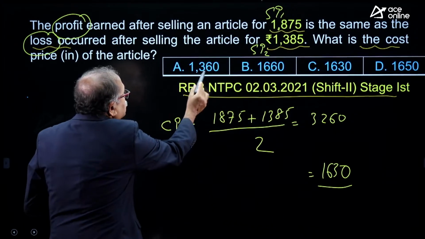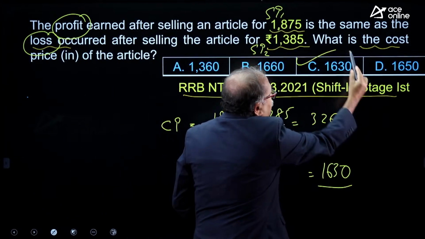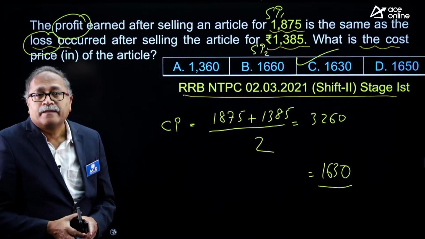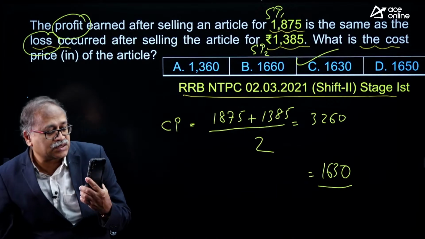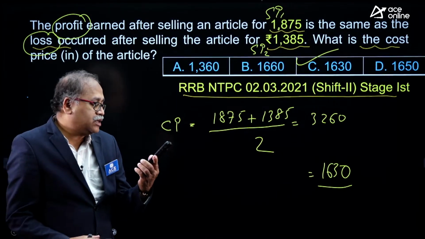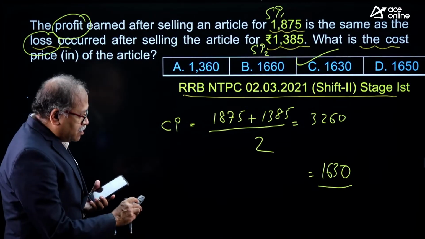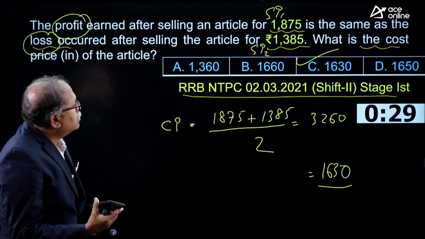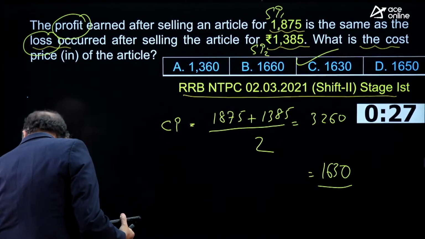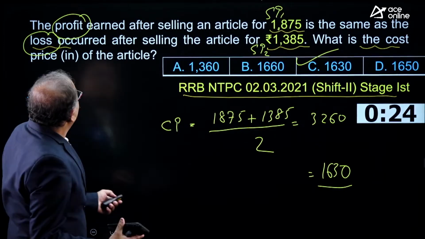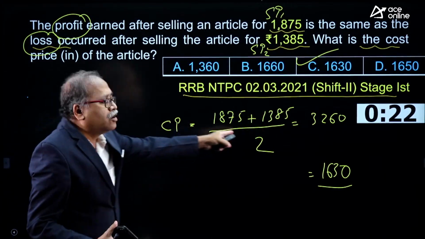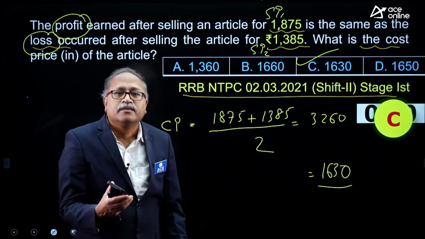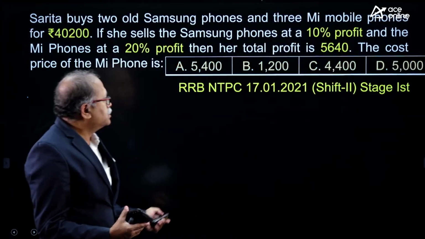1630. Where is that? Option C. Deepak has said option C. Anusha has said option C. Look at the answer over here. Didn't I give the option? Option C. Next question on the board is this.